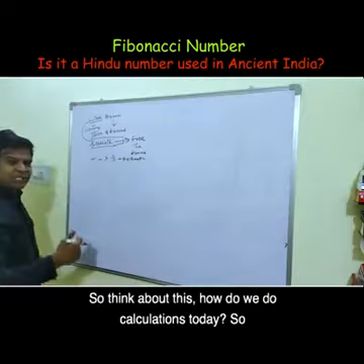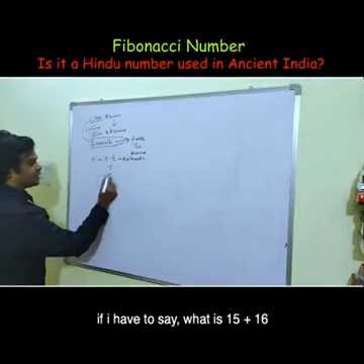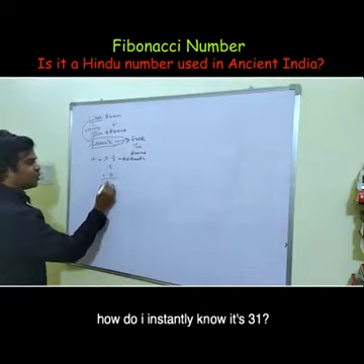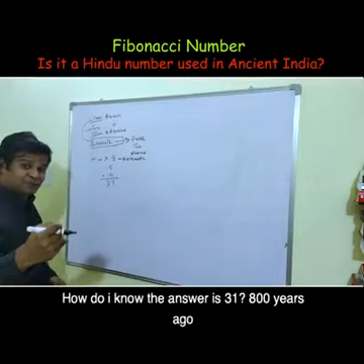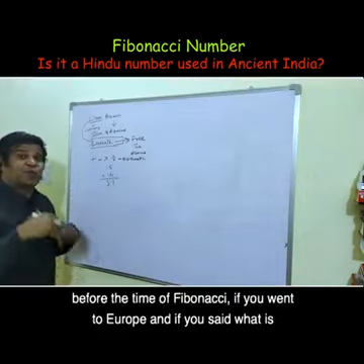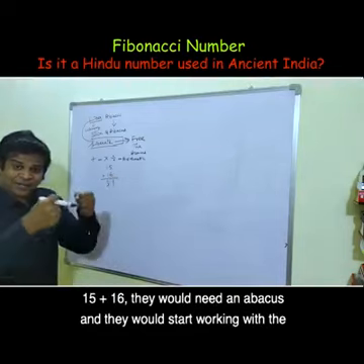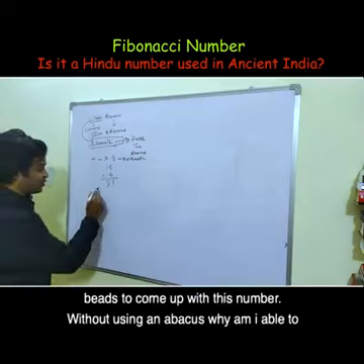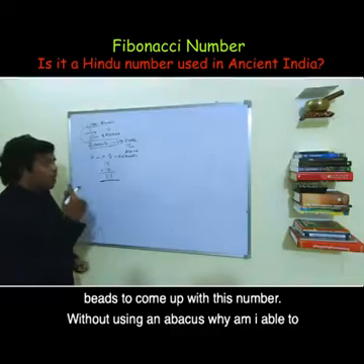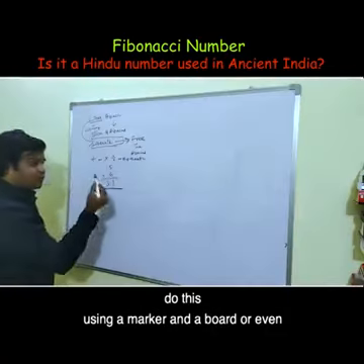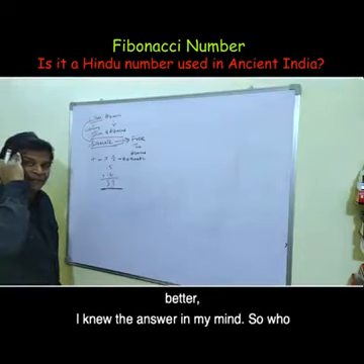So think about this. How do we do calculations today? So if I have to say, what is 15 plus 16? How do I instantly know it's 31? How do I know the answer is 31? 800 years ago, before the time of Fibonacci, if you went to Europe and if you said, what is 15 plus 16? They would need an abacus and they would start working with the beads to come up with this number. Without using an abacus, why am I able to do this using a marker and a board? Or even better, I knew the answer in my mind.